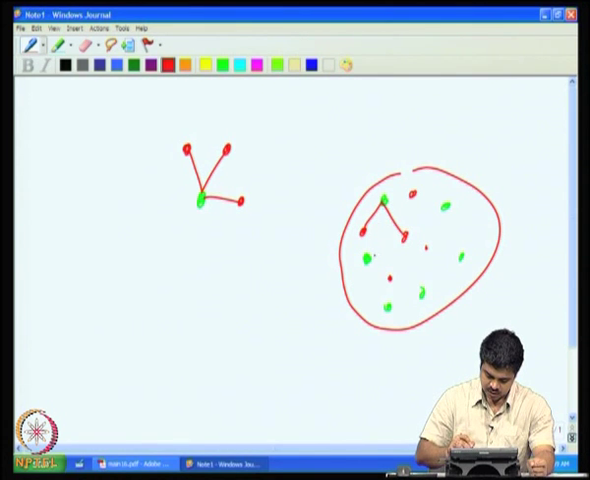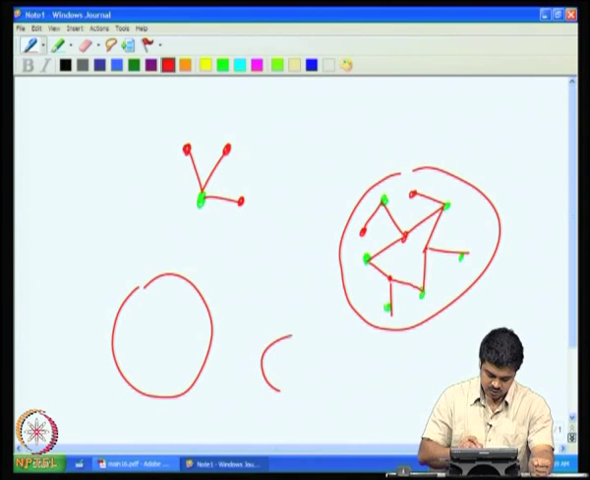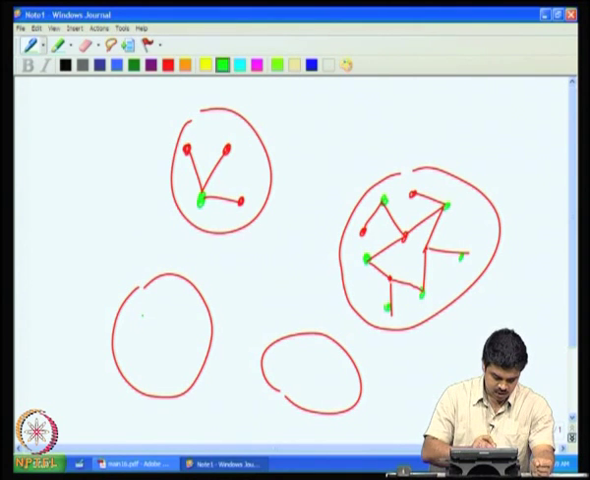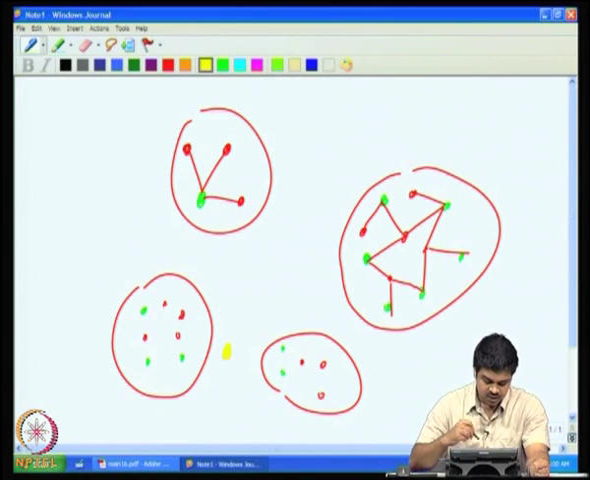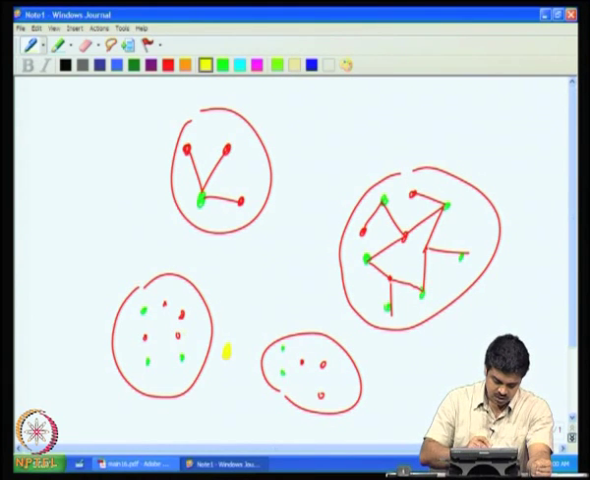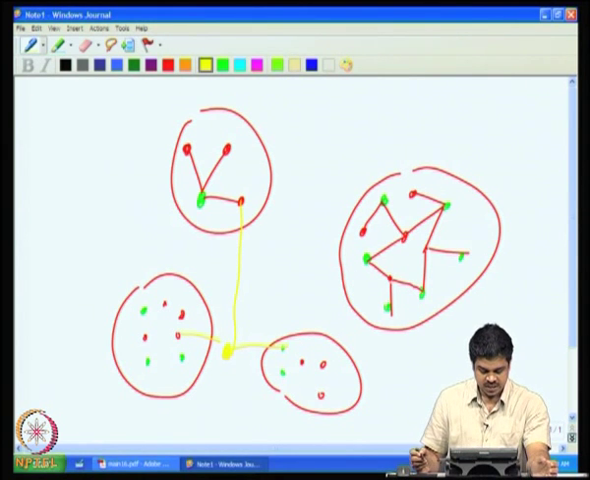Of course, this red will be connected to green, green will be connected to red. How they are connected we do not know. Maybe some structures, and there may be several such structures with red and green alone, with some connections in between. All the other vertices, if there is a yellow vertex, will not come into any of these structures. It may be connected to them, but these are all outside vertices.